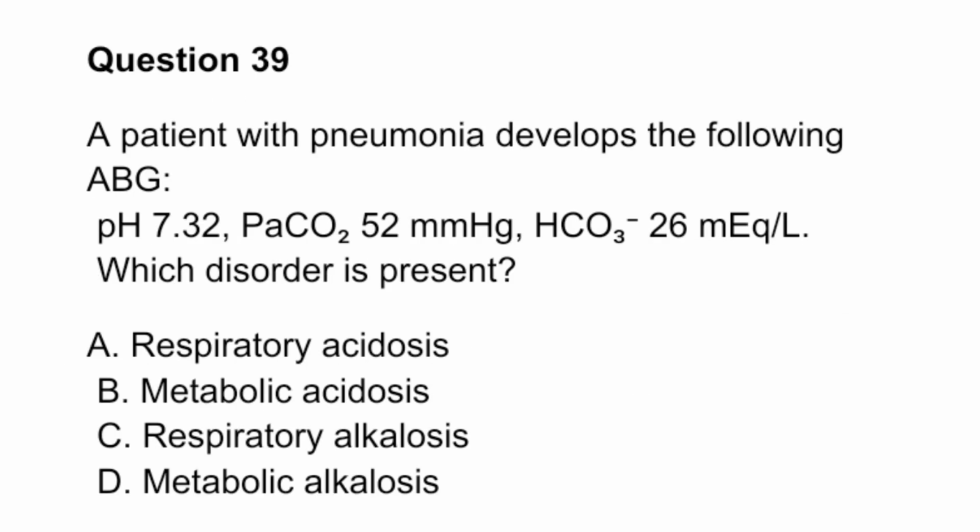Question 39. A patient with pneumonia develops the following ABG: pH 7.32, PaCO2 52 mmHg, HCO3- 26 mEq per liter. Which disorder is present? A. Respiratory acidosis. B. Metabolic acidosis. C. Respiratory alkalosis. D. Metabolic alkalosis.